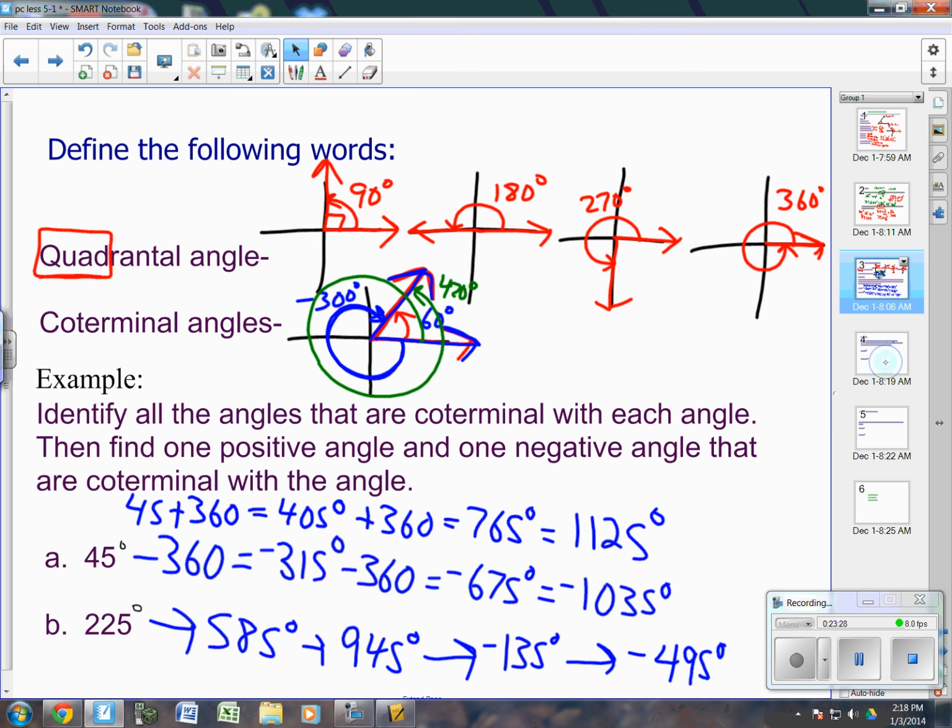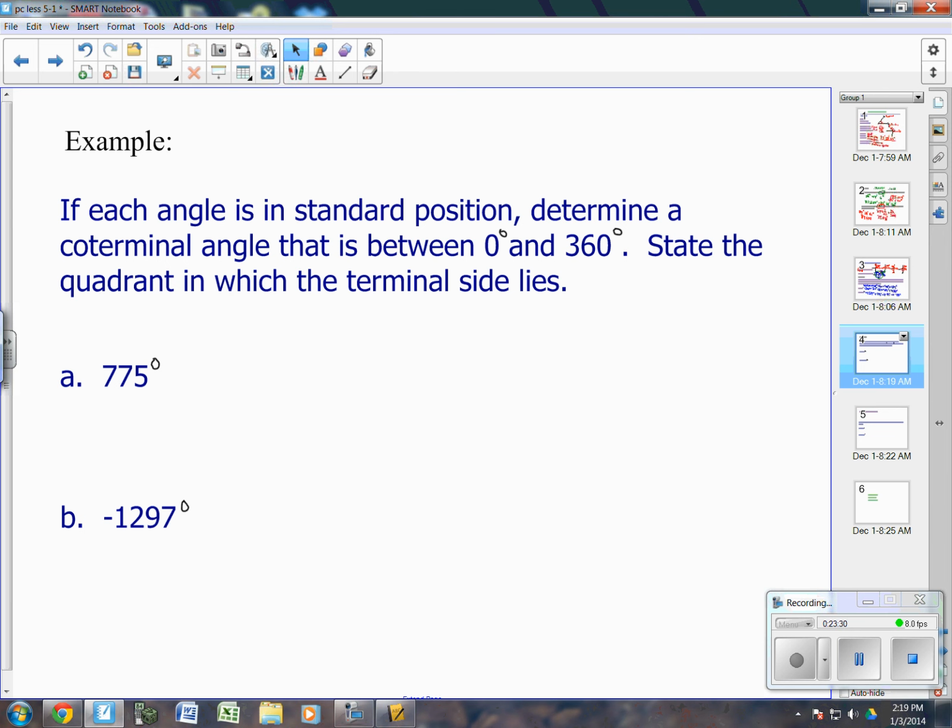Okay. This is one of the things I'm going to ask you to do on your test. It says if each angle is in standard position, determine a coterminal angle that is between 0 and 360 for this. Okay, go. When you got it, raise your hand. Alex has got it. Anybody else? Courtney? Okay. Courtney, tell me what you have. 55. Alex, what do you have? 55. I believe that is correct.